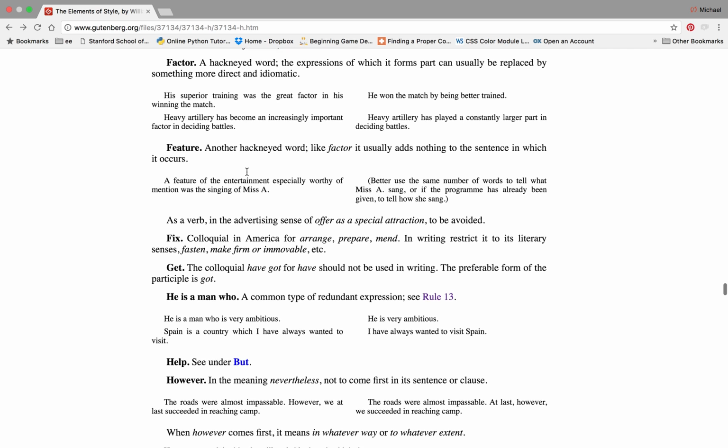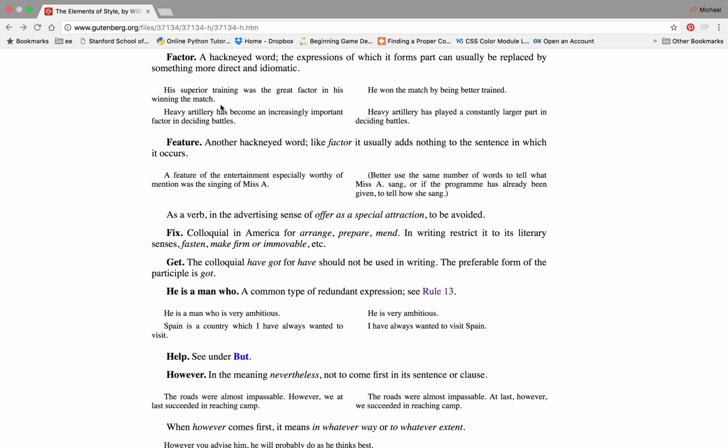Factor, a hackneyed word: "Superior training was the great factor in his winning the match." It's basically saying overused and trite word. The left side is bad, the right side is good. So this is a bad sentence, and this is a better sentence: "He won the match by being better trained." Good. "Heavy artillery has become an increasingly important factor in deciding battles." Better: "Heavy artillery has played a constantly larger part in deciding battles." I like that. It's something I wish I had used. I'm pretty sure it didn't come up as a huge point of contention when writing essays in the past, but who knew that with the word factor, you should try to go around it, at least with regards to William Strunk's opinion.